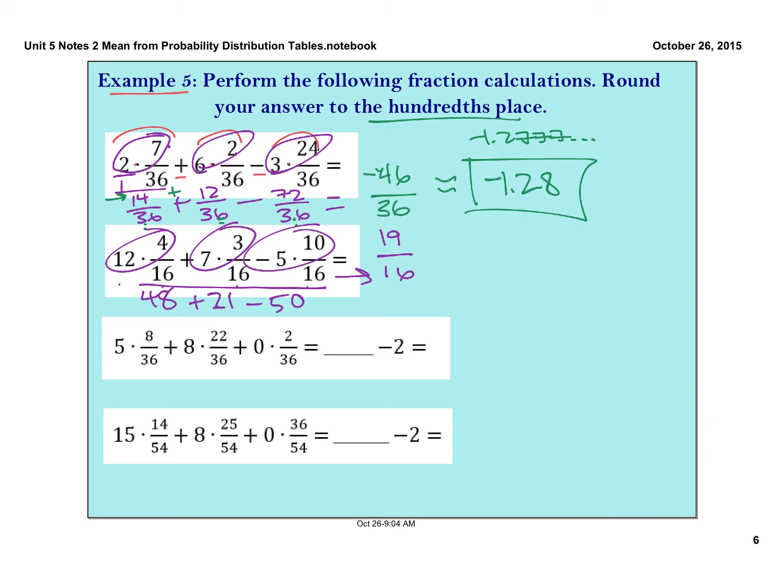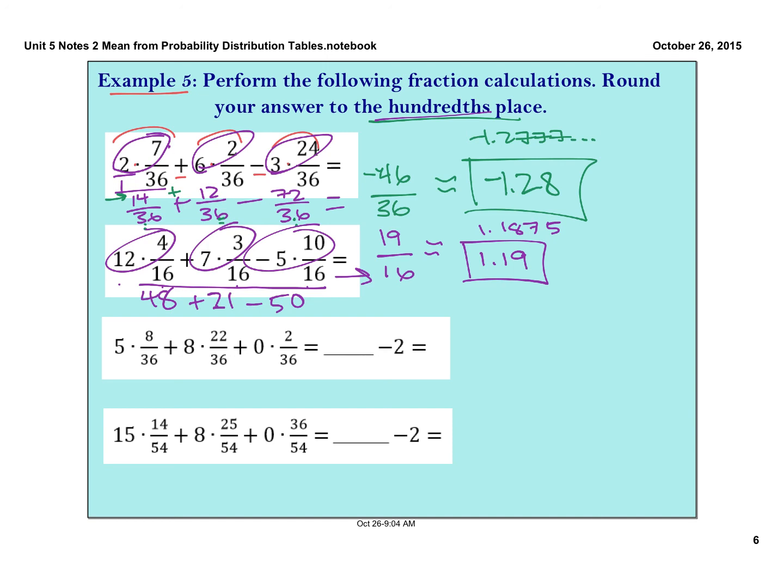So 19 out of 16, what does that give me for a decimal? I have 1.1875. If I round it to the hundredths place per the directions, that's 1.19 for a decimal there. Let's take a look at this next one.